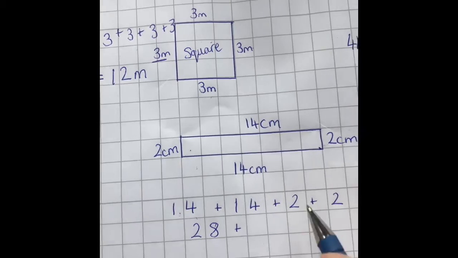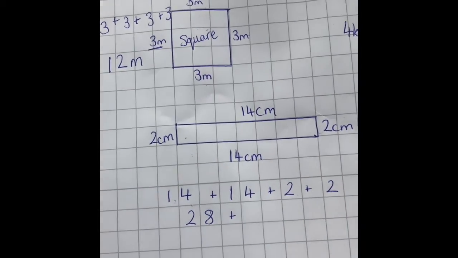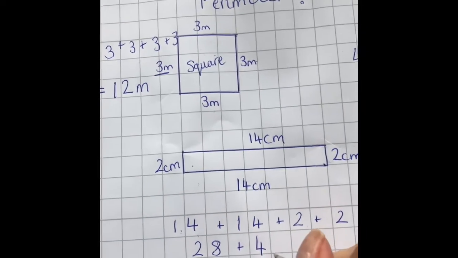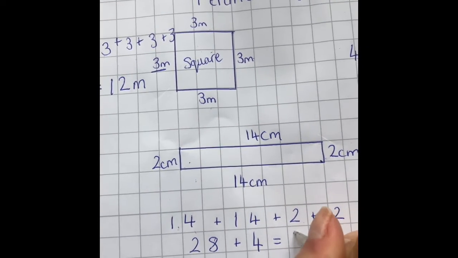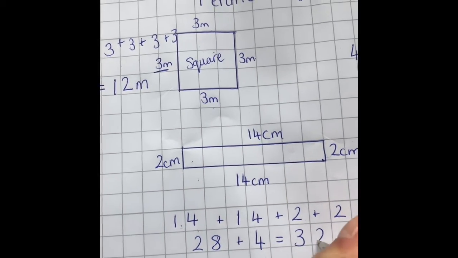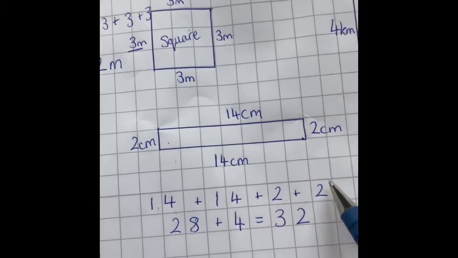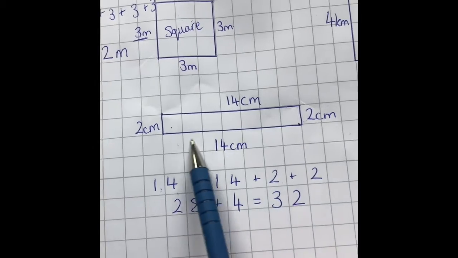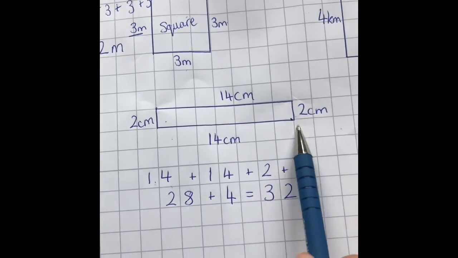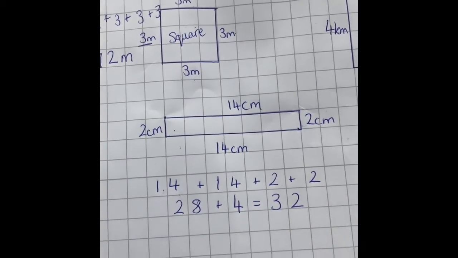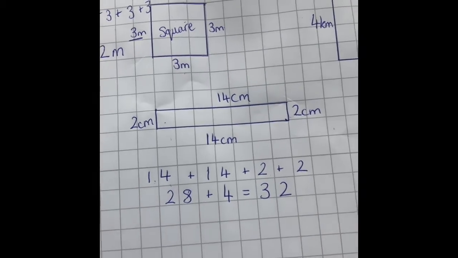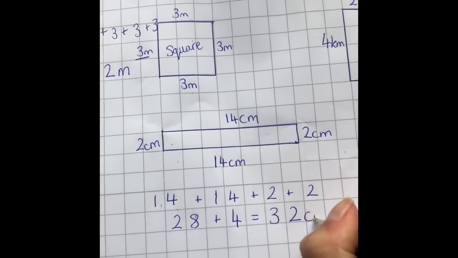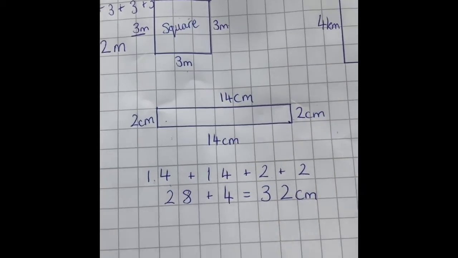And then add 2 add 2. 2 add 2 is 4. Add those together, and my whole perimeter is going to be 32. Again, that is the entire distance. If you were to walk all the way around the shape, that is how far you'd have to walk. But I've missed something. What have I missed? My units, exactly. So 32 centimetres.